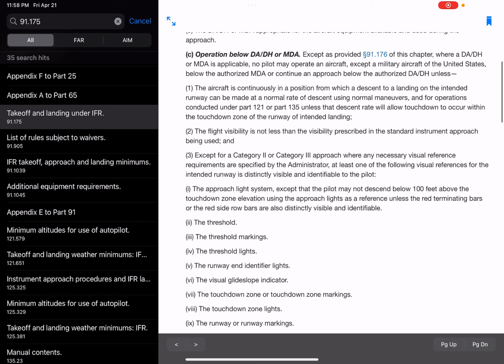So Section C will tell you that in order to descend below your MDA or DA, you need three things. One, the aircraft is continuously in a position from which a descent to landing on the intended runway could be made at a normal rate of descent using normal maneuvers. Two, flight visibility is not less than the visibility prescribed in the standard instrument approach. In other words, do you have the required flight visibility that the approach chart requires?